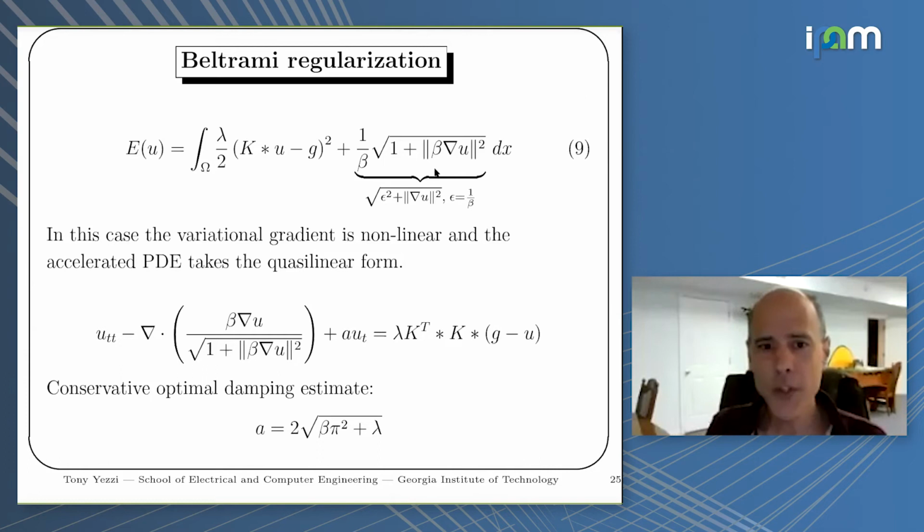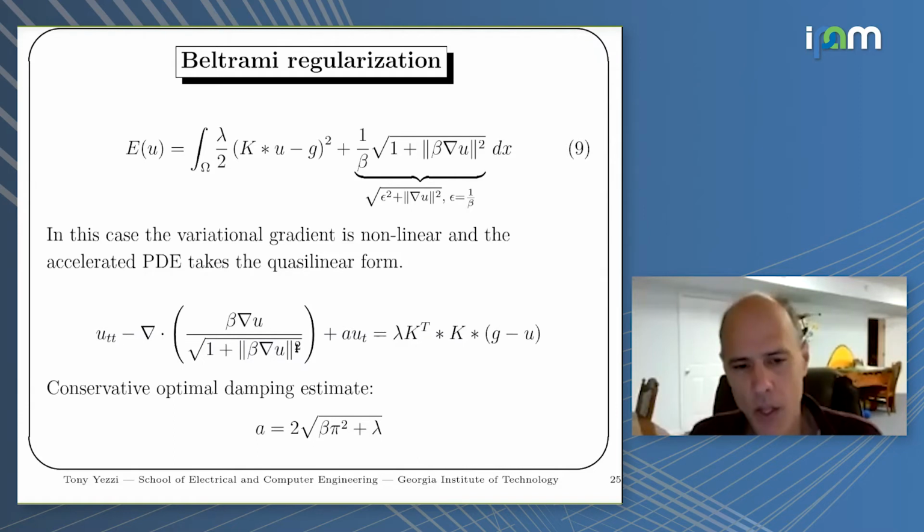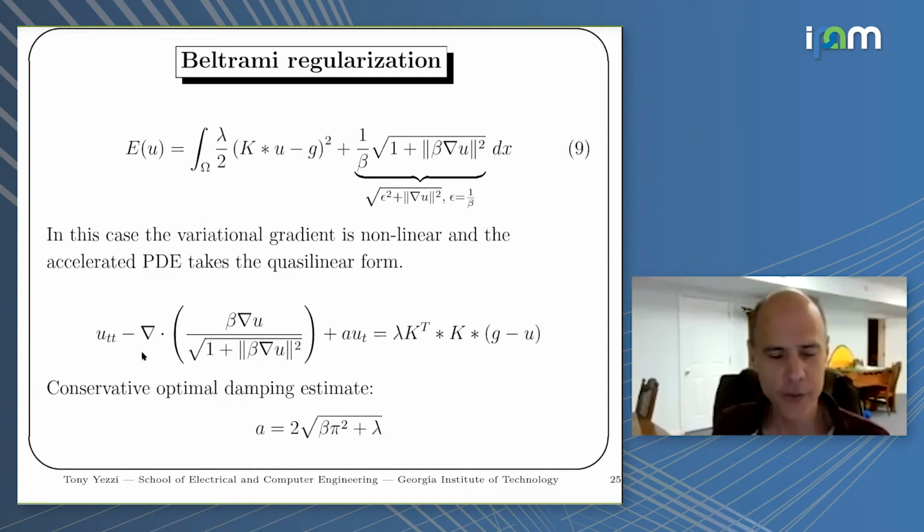And in this case, we're changing the regularizer to the Beltrami one rather than the quadratic penalty. And now we get the following nonlinear PDE, but it still has a nice quasi-linear form. And we can still give an estimate of the optimal damping by considering this denominator here at its worst case scenario, in which case the gradient of the image is 0. And then in that case, its local linearization looks like the quadratic one. So if you plug that into the formula, you get the following estimate for the optimal damping.